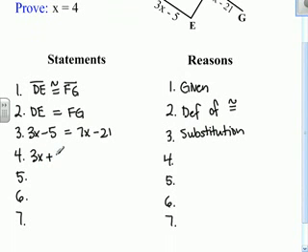If I write 3x plus 16 equals 7x, you have to ask yourself, what happened? What happened to both sides of the equal sign? And I added 21 to both sides. So that would be our addition property.